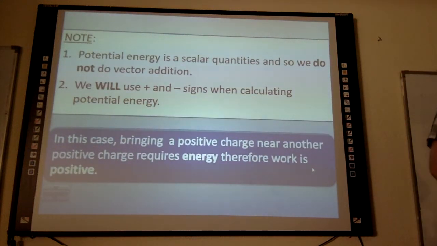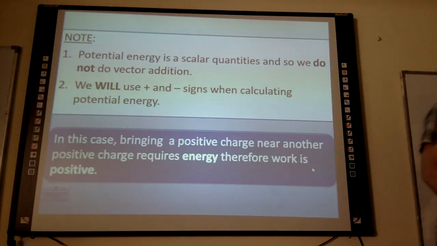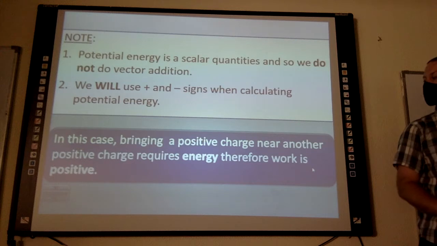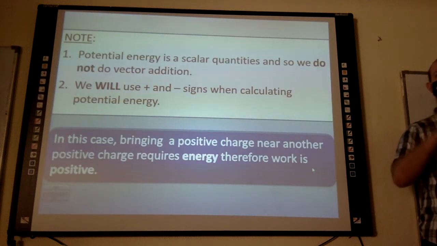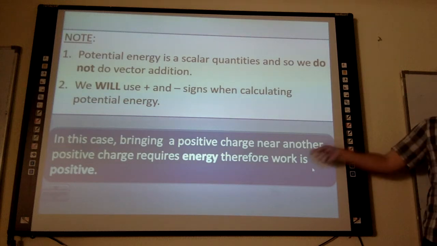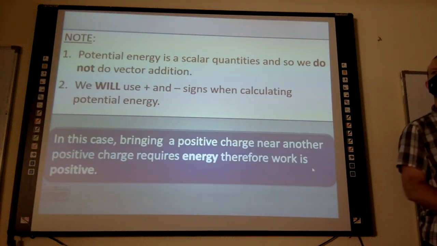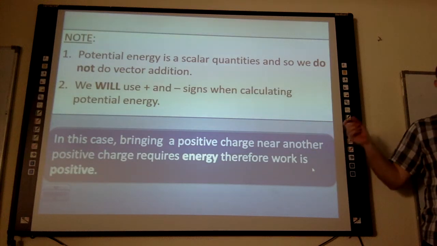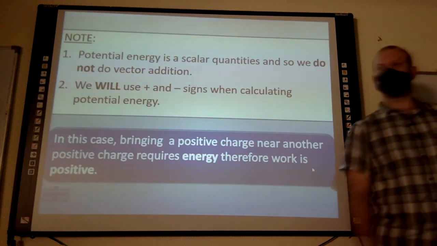So in this case, when we're bringing our positive charge closer to a positive charge, we have to put energy into this system. There's no way that this is going to occur naturally, so we have to do work. This is different if one's positive, one's negative. You don't need to push that object to get it closer. They want to go there. So you actually have negative work because you're getting energy out of the system instead of putting energy into the system. You're not going to have negative potential energy. You'll have negative work.